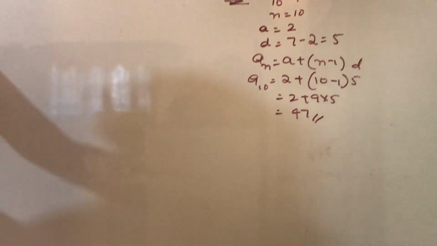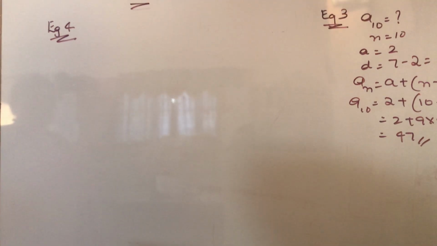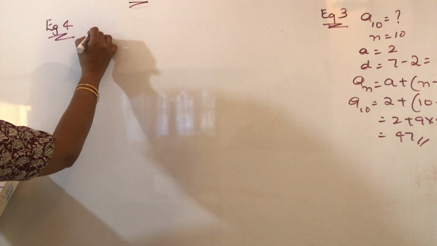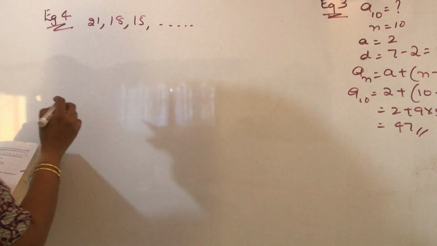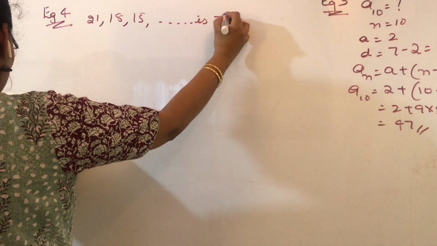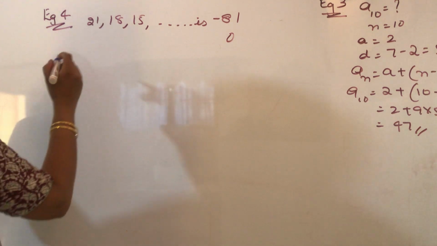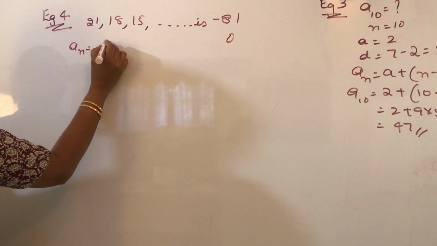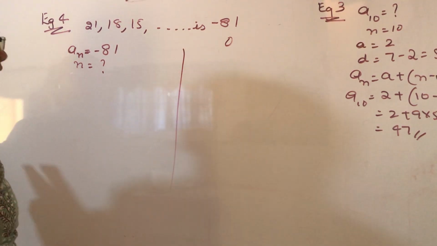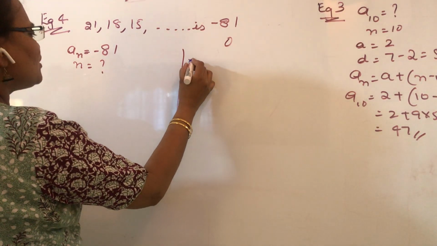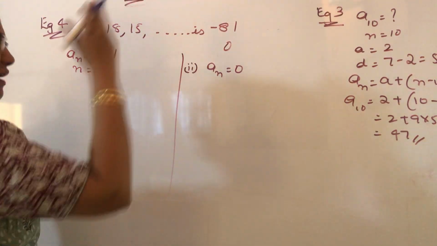Now I am doing example 4. Example 4: which term of the AP is minus 81? The AP given is 21, 18, 15. Also, is there any term 0? That means they have given A of n is minus 81, and you have to find n. And the second case is to check whether 0 is there, that means A of n is 0. Check whether it is possible to get 0 in the series.